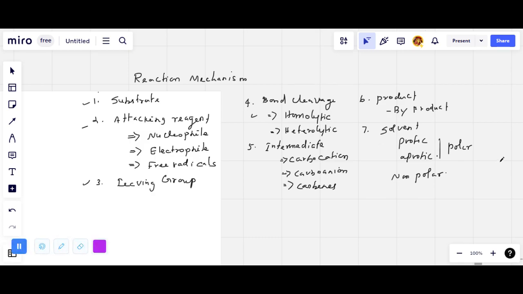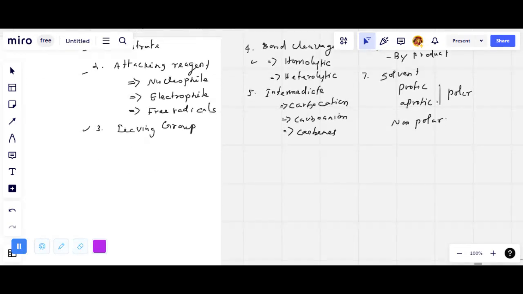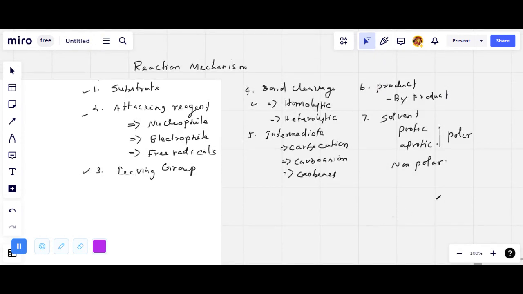Okay, so in the last class, we have seen about reaction mechanism. So we completed. These are the things which are needed for any organic chemistry reaction. Out of this, the first one is a substrate, and then reagents.